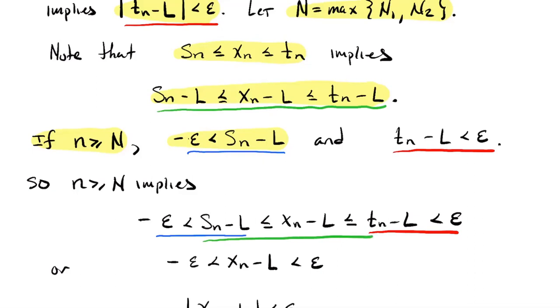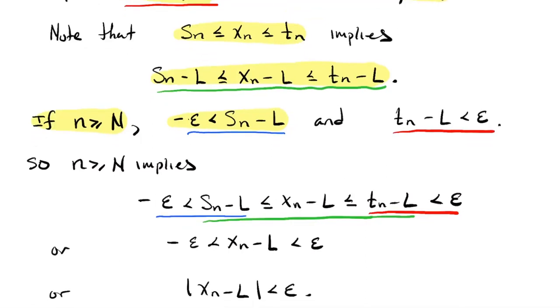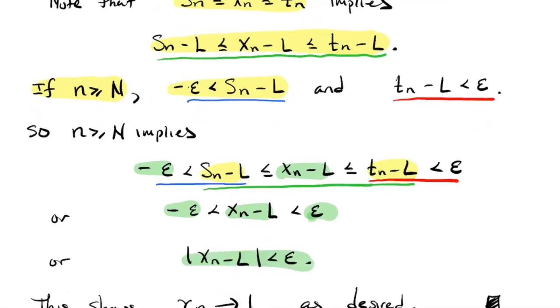So you can stop the video if you need to and make sure that you understand how I'm combining all of these inequality statements. And then in the next line, I'm ignoring the stuff in the middle. I don't really want the information about S's and T's anymore. I'm just trying to focus on the fact that minus epsilon is less than Xn minus L, which is less than epsilon, which of course can be written as an absolute value statement like that.